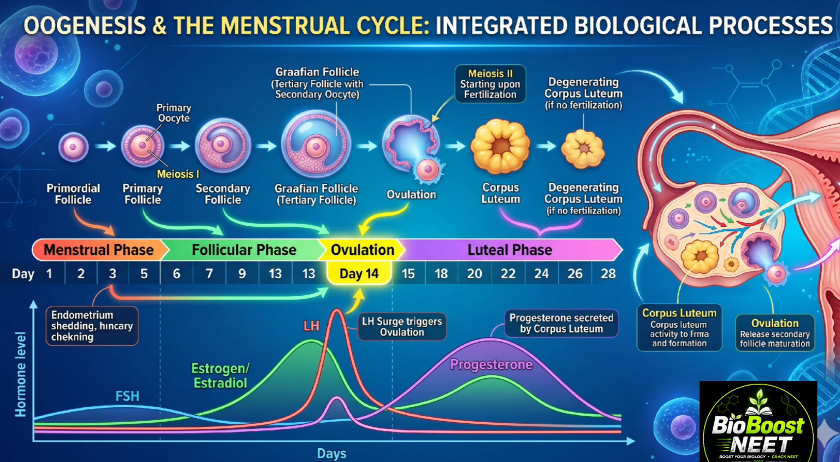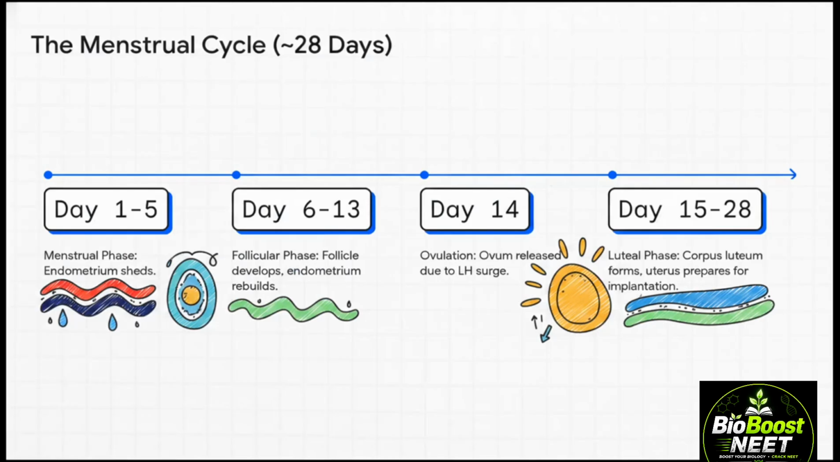And it stops completely around age 50 at menopause. Plus, it typically produces only one mature ovum per month. What a contrast, right? The menstrual cycle is this beautiful, synchronized dance of hormones and organs every month.